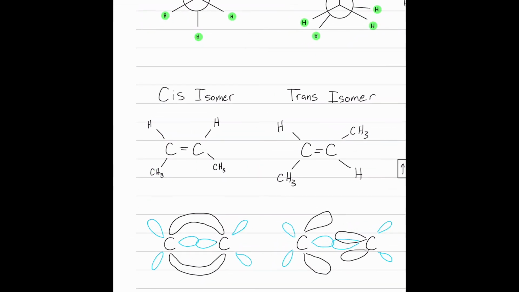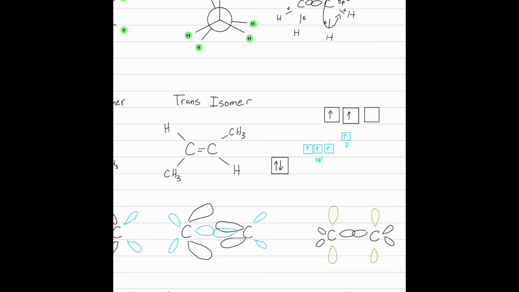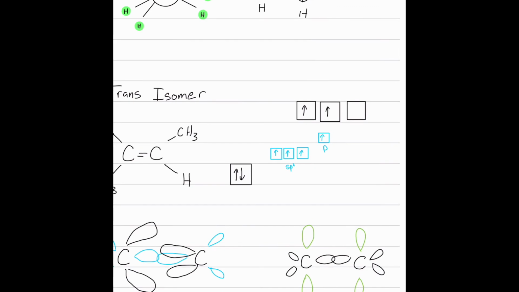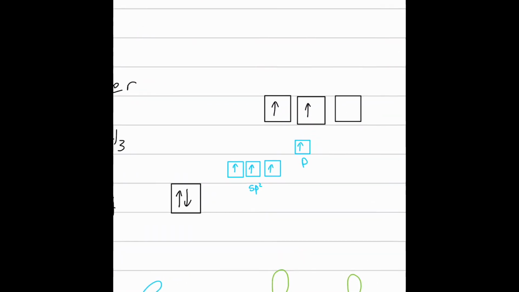Hybridization can also help us understand cis and trans isomers. We were taught that double bonds were rigid, and therefore cis and trans isomers were not interchangeable, but we weren't totally explained why. Well, if we look at the hybridization of a carbon to form double bonds, we end up with a p orbital left over, along with 3 sp2 orbitals.